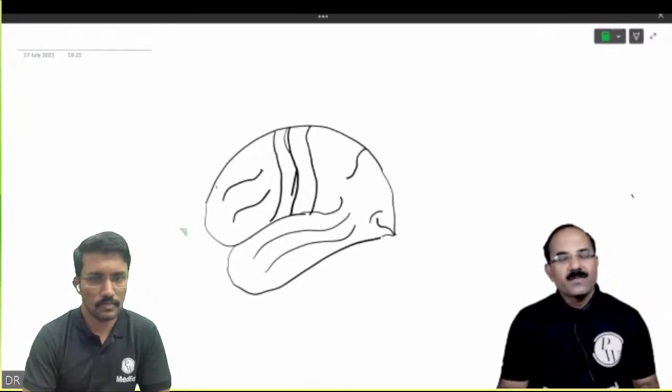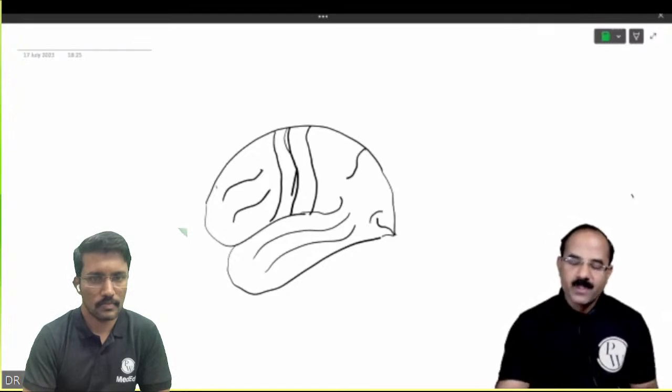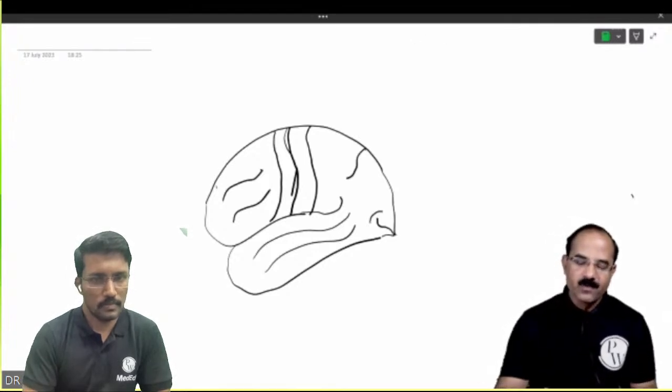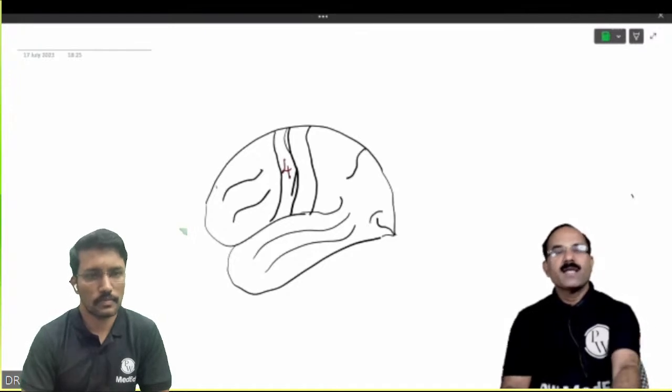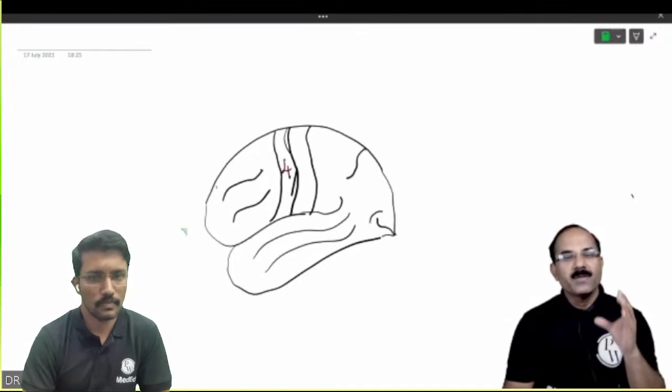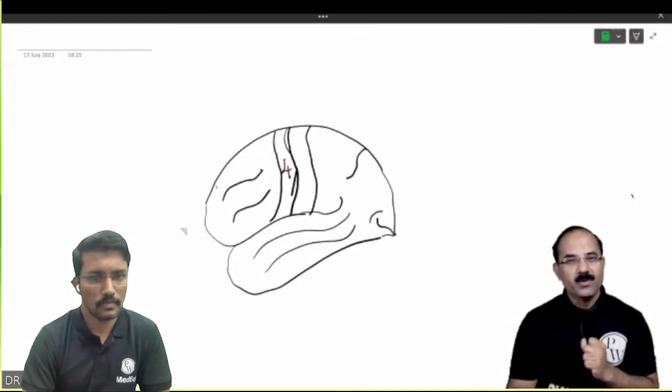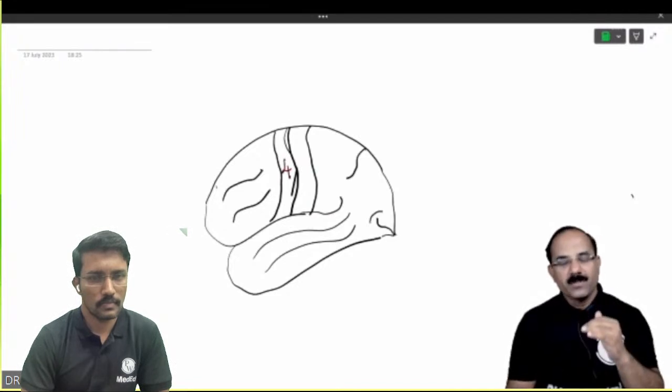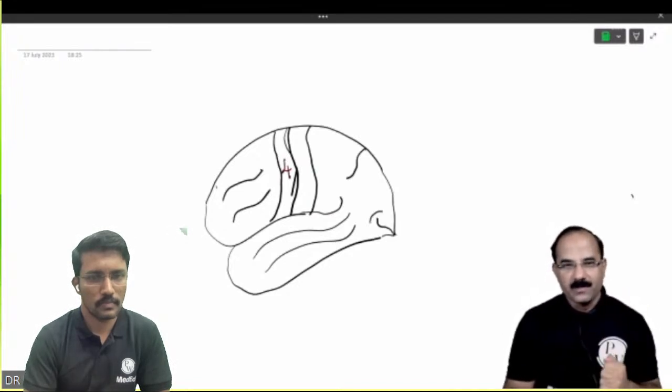So let me start with the frontal lobe, students. This is area number 4. What is this area number 4? This is the primary motor area. All the motor output from the brain begins from here.